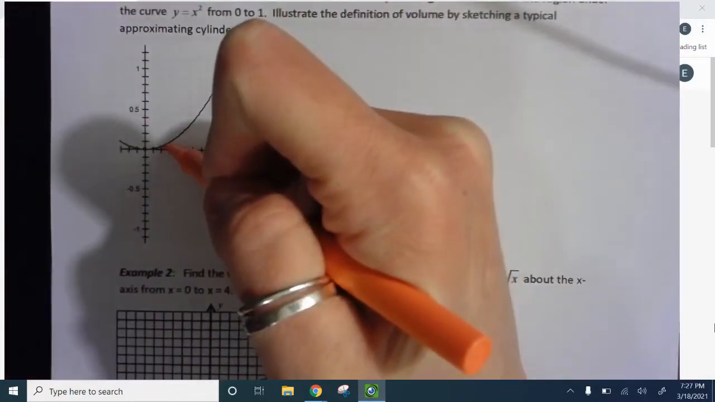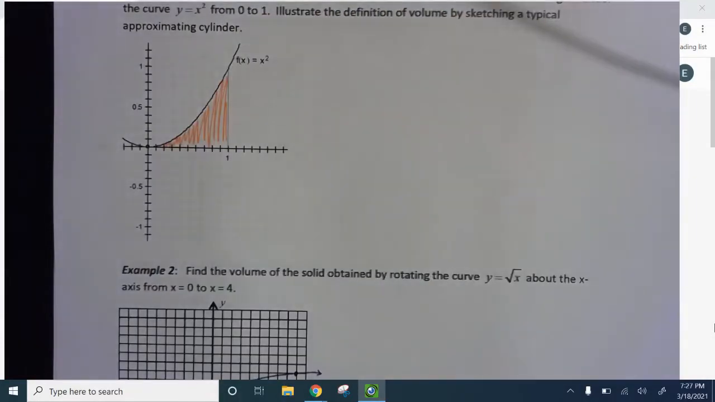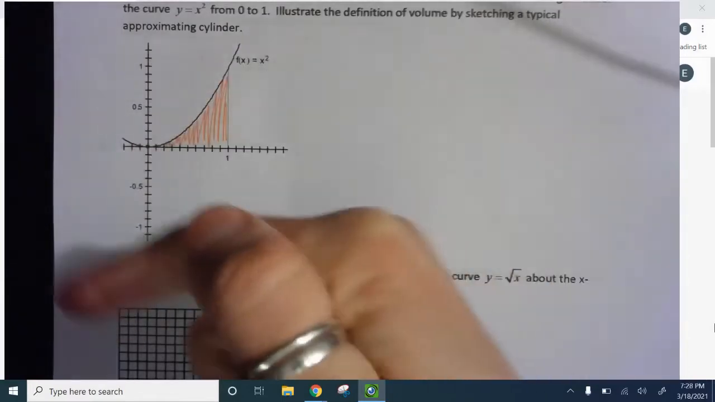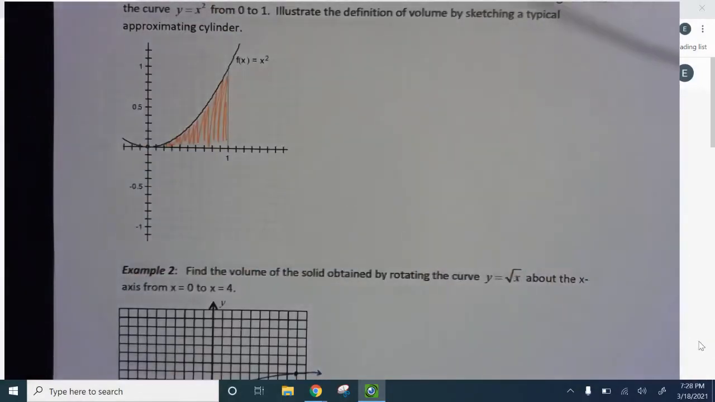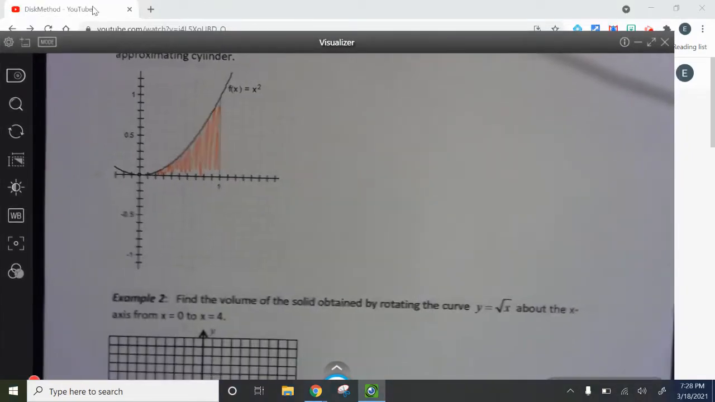All this area underneath here from 0 to 1, I want to take it and actually revolve it around the x-axis. Let's see what that would look like in terms of an animation. I know this is going to be a different function that we're going to talk about, but hopefully it'll help you visualize it a little bit better.